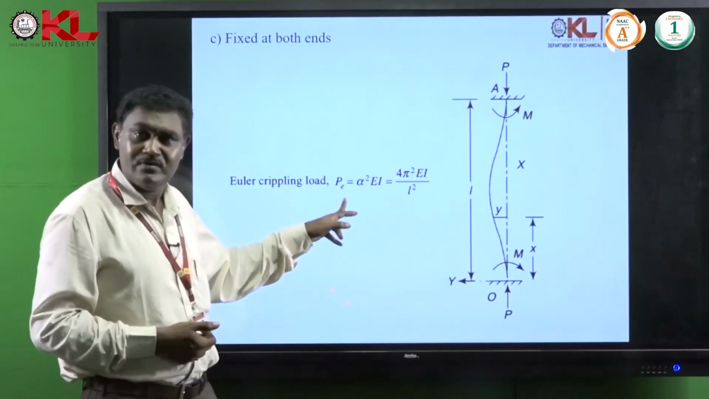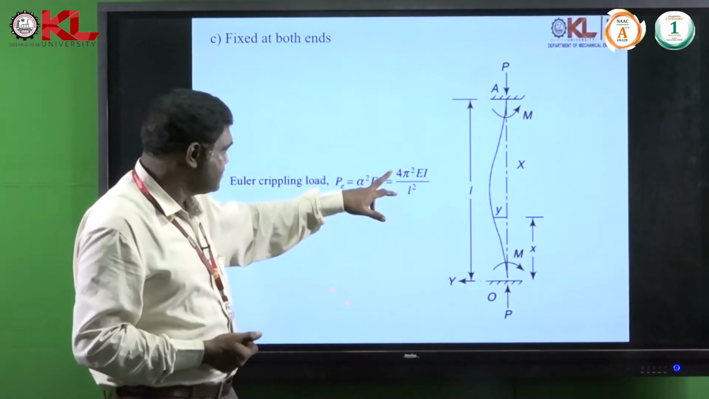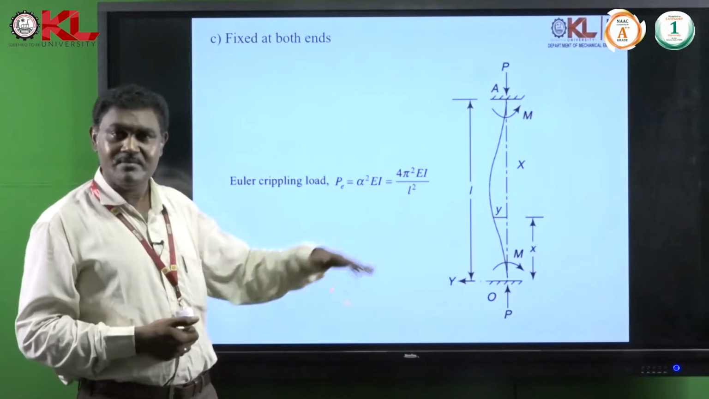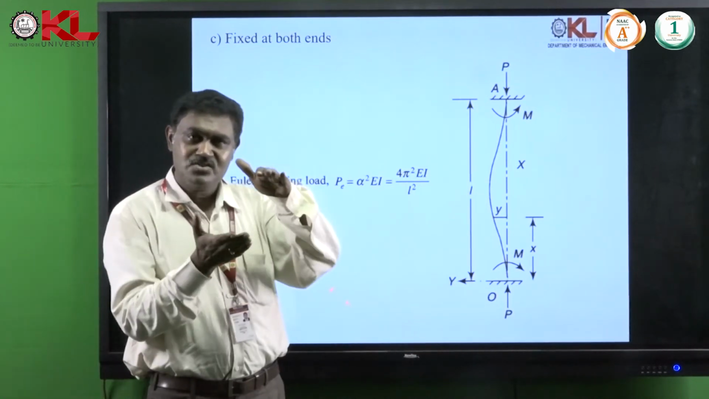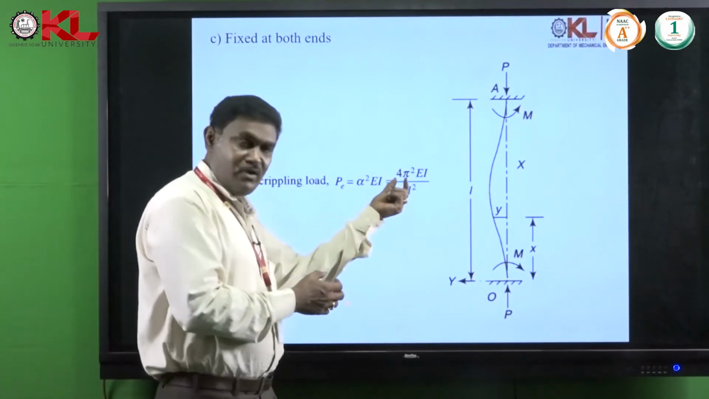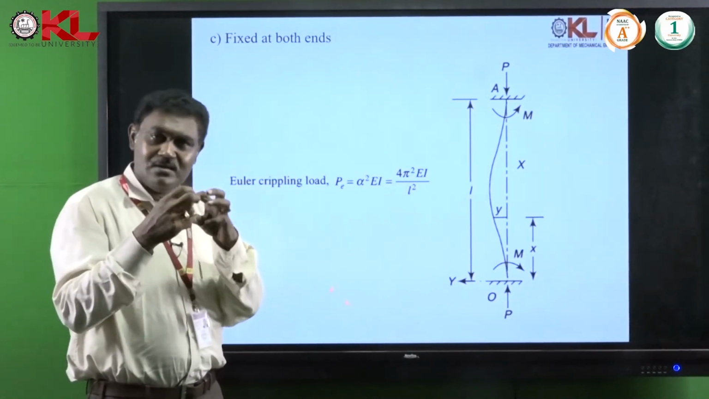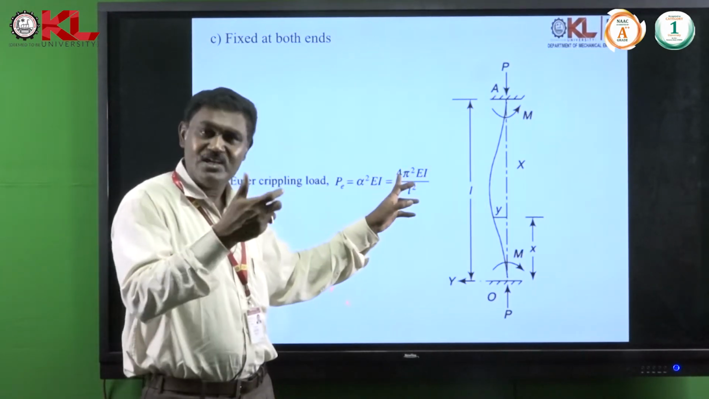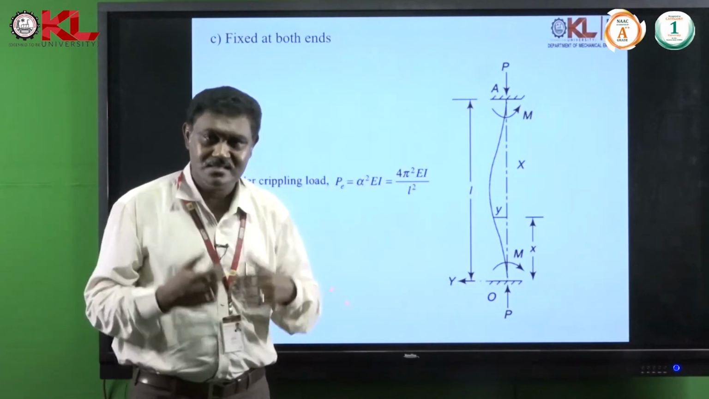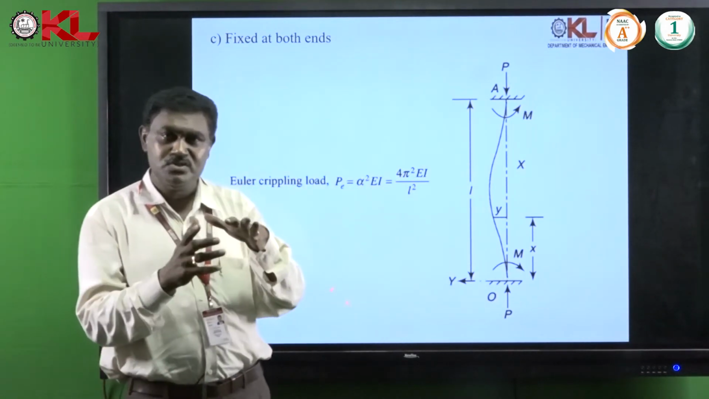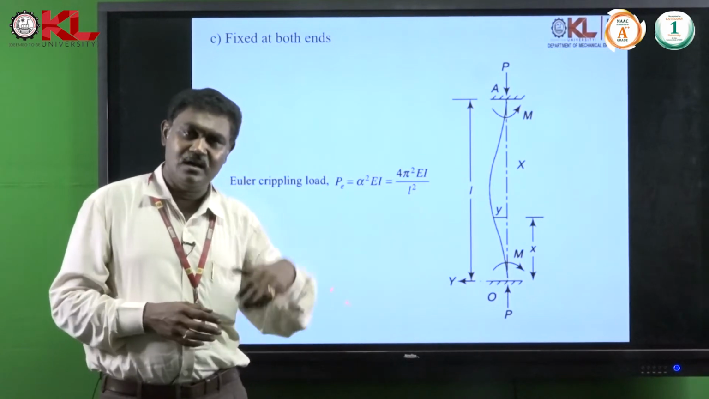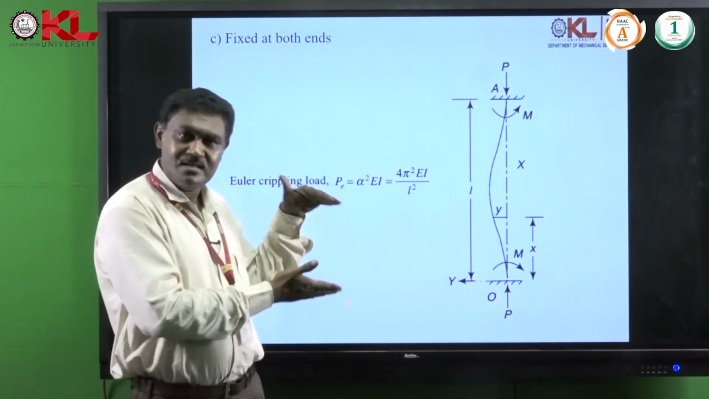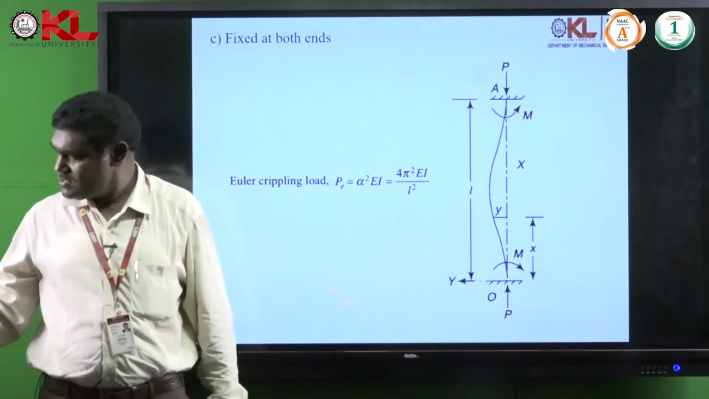The Euler crippling load, in this case where both ends are fixed, is 4 pi square E I by L square. In all these cases you can observe that the variables in the formula are the same, but only the magnitude is different in all three cases. According to the position, whether the end is a fixed end, free end or hinged end, the intensity of the crippling load changes.